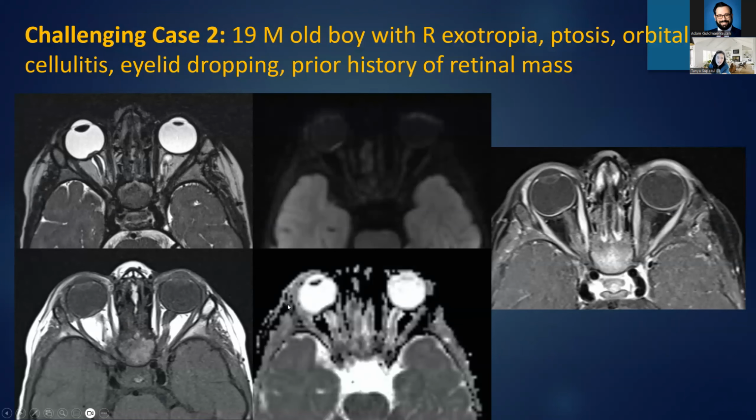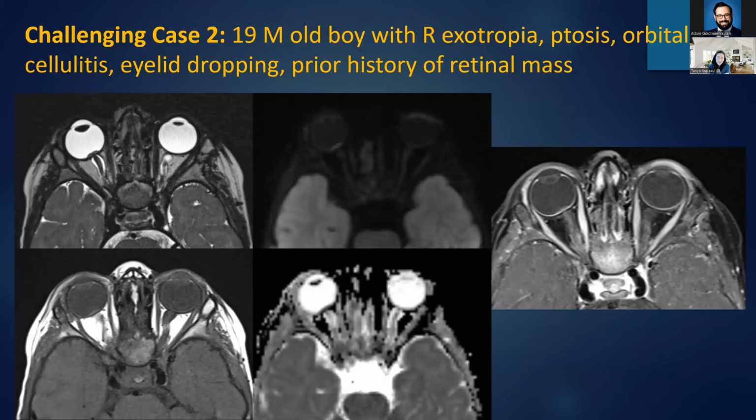And this is challenging case number 2. A 19-month-old boy with a right esotropia, ptosis, and orbital cellulitis, and a prior history of retinal mass. He came from an outside hospital, and the ophthalmologist did a physical examination and just sent him to us to confirm the findings.